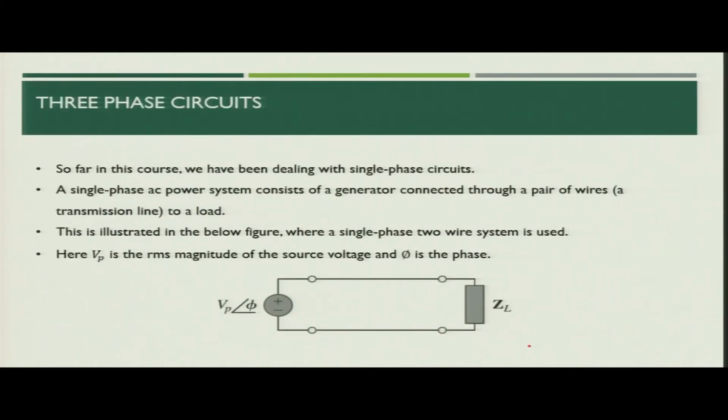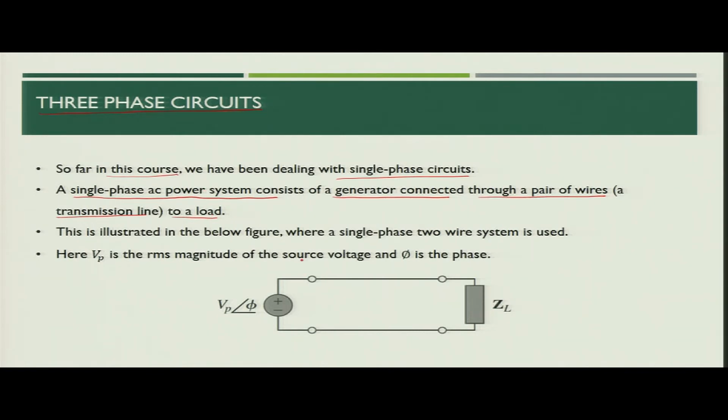Now, let us start another topic which is 3-phase circuit. Till now, what we have discussed in our course was basically related to single phase circuits. In a single phase AC power system, we have one generator connected through a pair of wires, or what we call a transmission line, and this line is connected to a load.